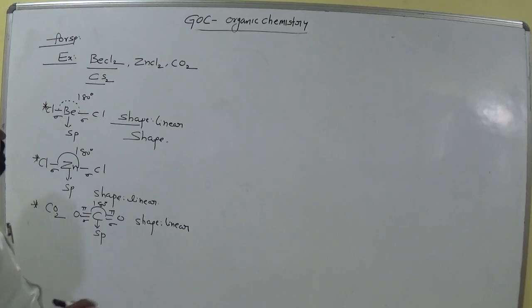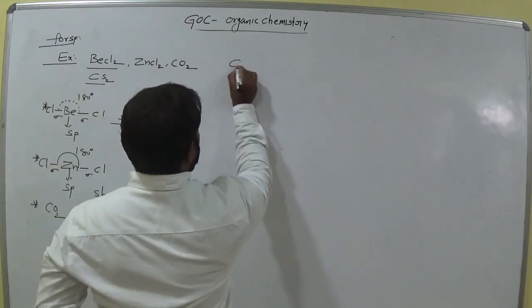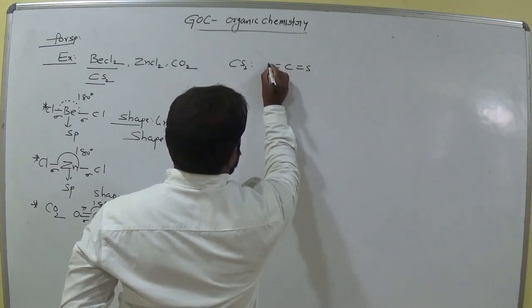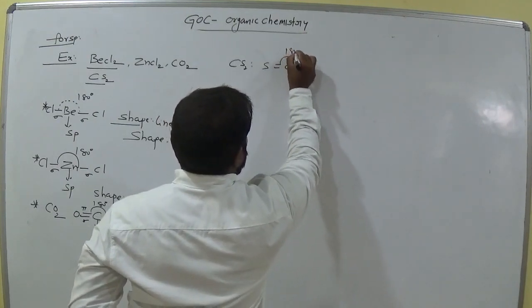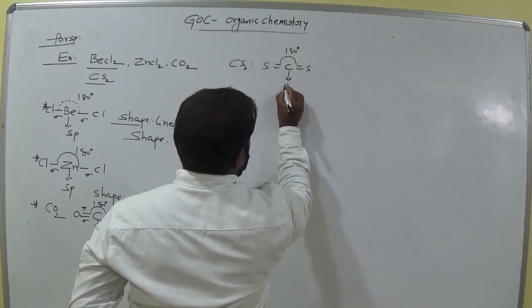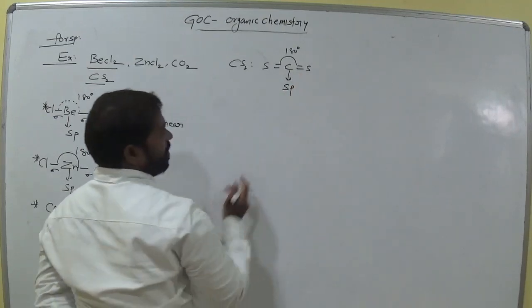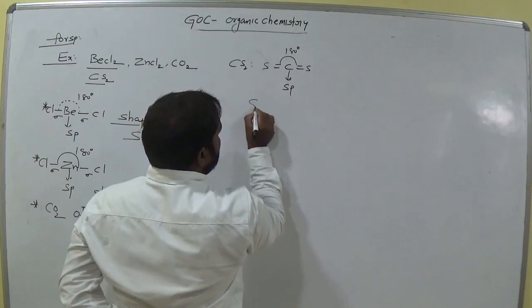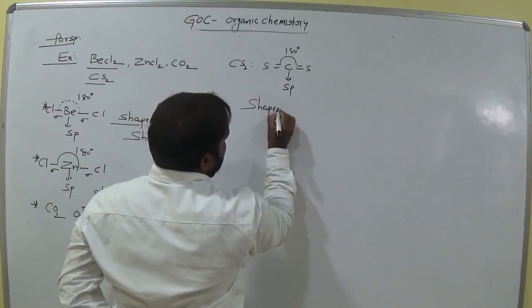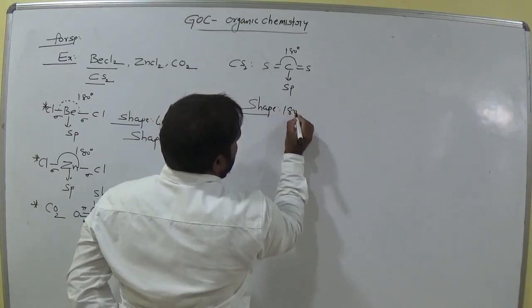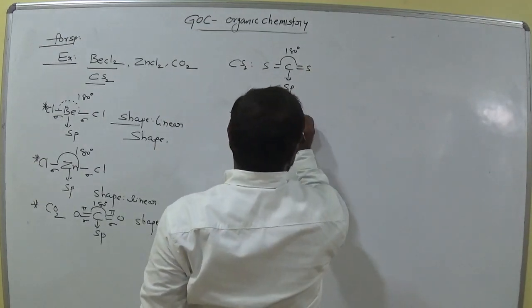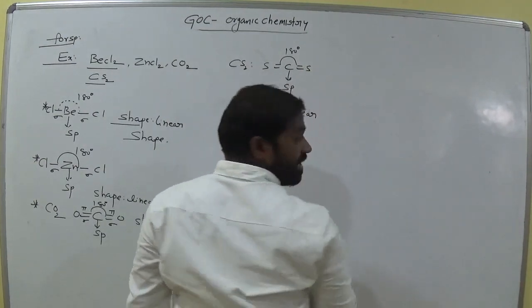Okay. Next, carbon disulfide, CS2, means S double bond C double bond S. Bond angle how much? 180 degrees. What is the hybridization of the central carbon atom? sp. Only the central atom undergoes hybridization. Remember this point. And what is the shape of the molecule here? Bond angle 180 degrees and shape is linear. Am I right? Linear shape.